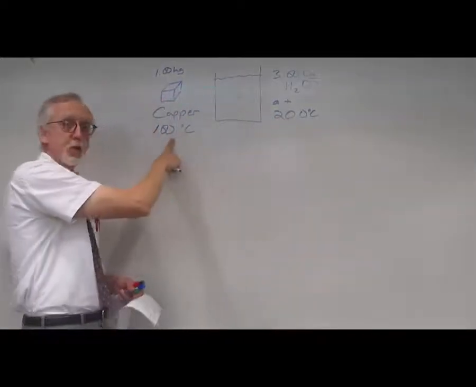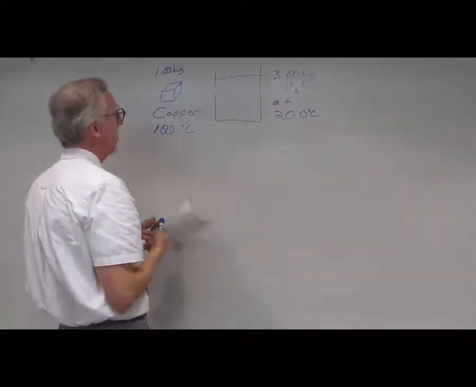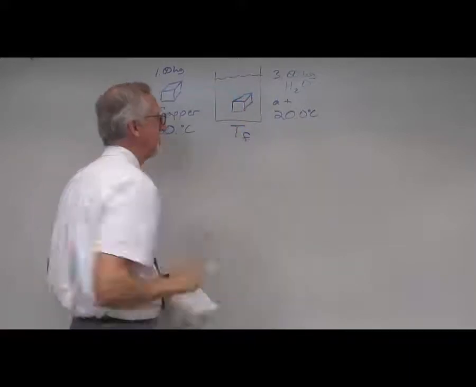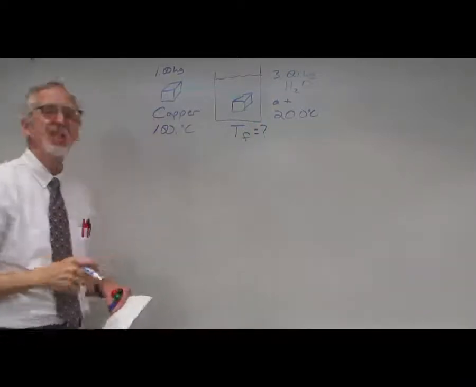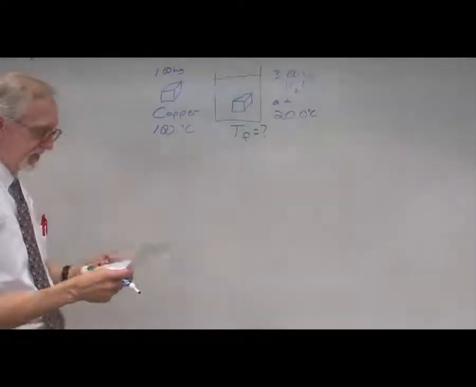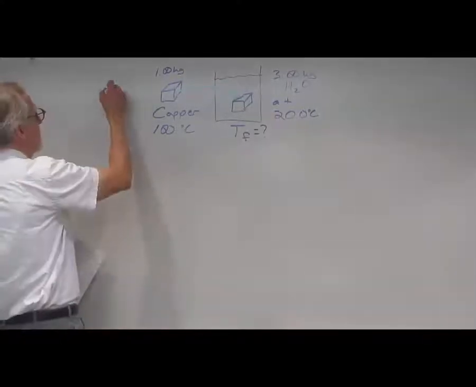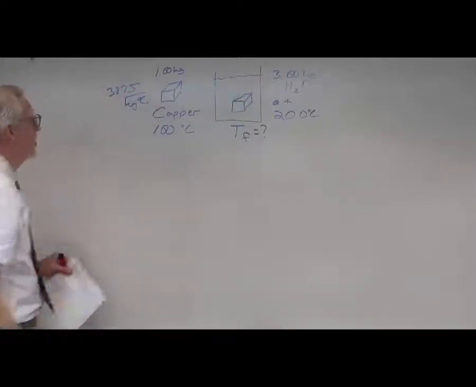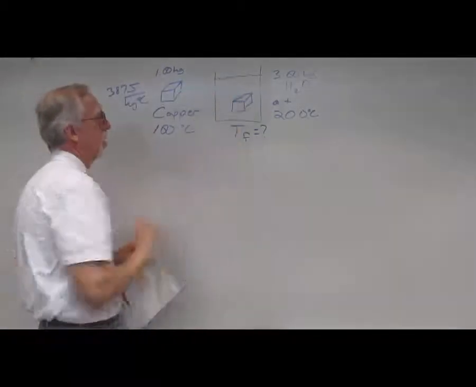Well, the hot copper is going to heat up the water. The cooler water is going to cool down the copper until we'll end up with the water and the copper at some final equilibrium temperature. We'll call it T sub F. The question is, what is T sub F? Let's assume that we know what the specific heat capacity of water is, and let's imagine we know what the specific heat capacity of copper is, and it is 387 joules per kilogram degrees Celsius. So knowing that, let's see if we can't figure out what is the final temperature of our copper and water.